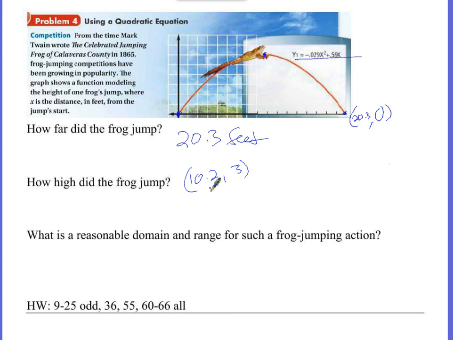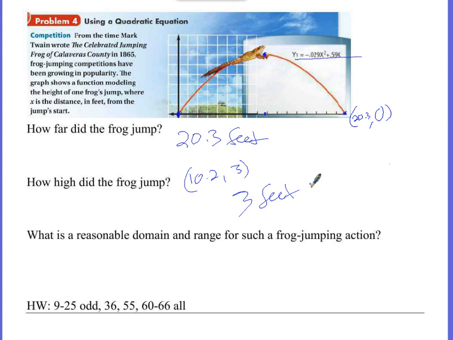Now we need to talk about how high the frog jumped. How high did the frog jump? 3 feet, because your x was your Right, they're both feet, actually. Well, yeah. This 10.2 is the horizontal distance here, the x-coordinate. So he was 10.2 feet into his flight when he reached his maximum height, which was 3 feet. So you got to really kind of think about some of these when you do them.